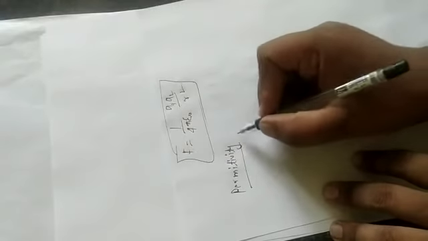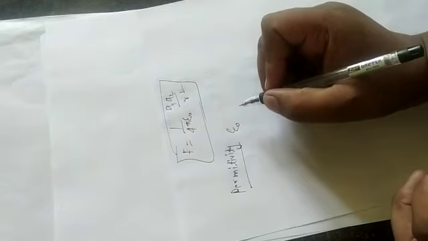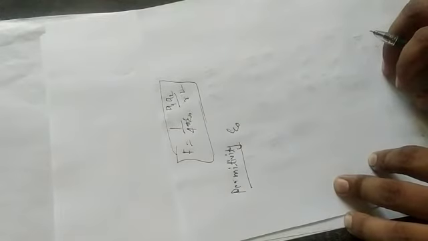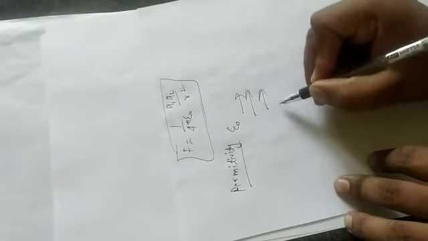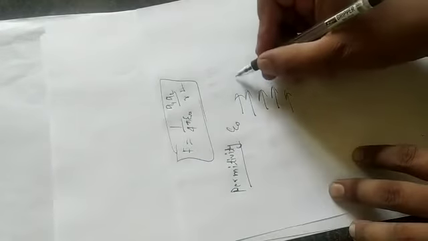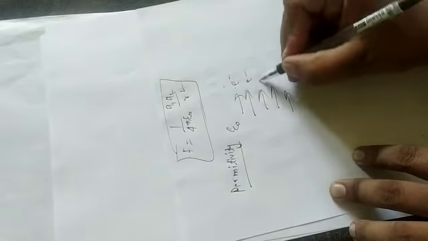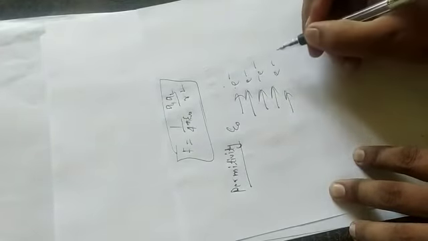Epsilon naught, the permittivity, only shows how easily or difficultly the medium passes the electric current through itself.